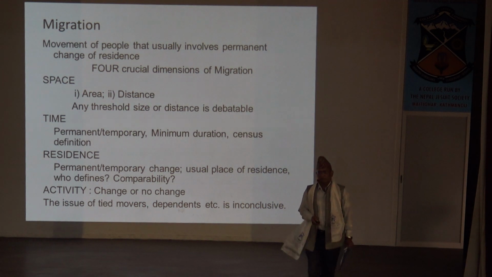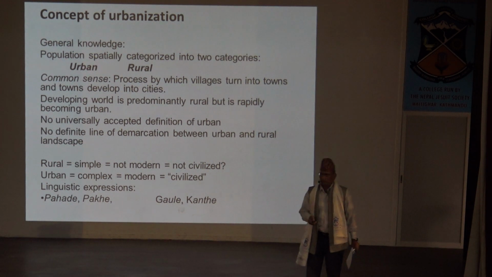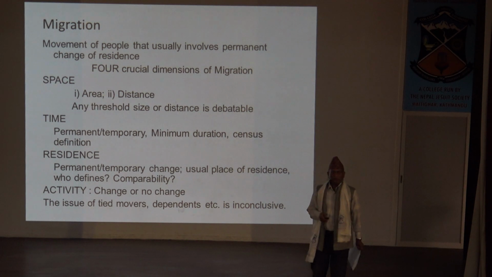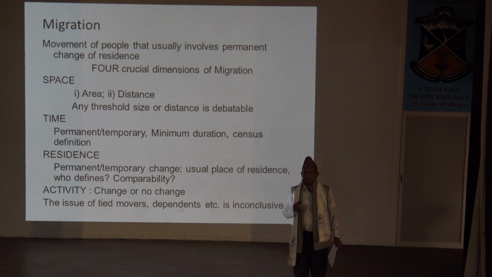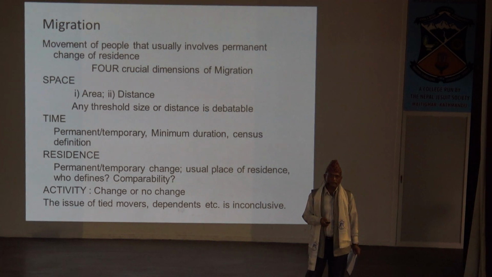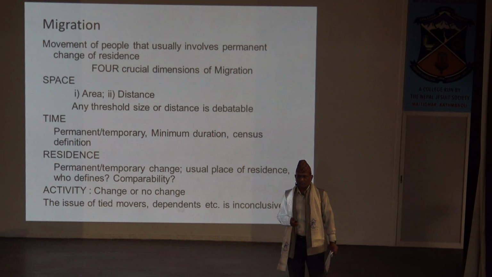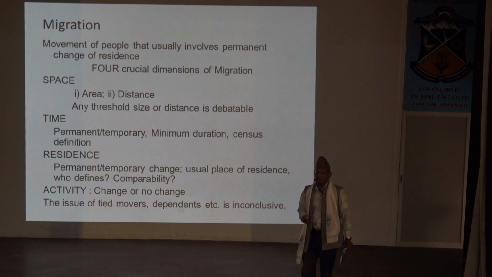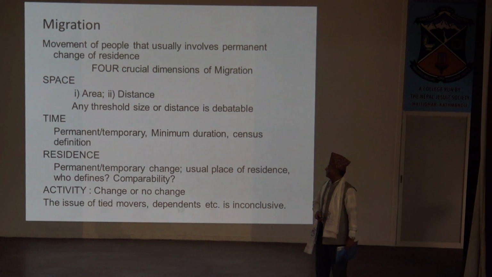But let me point out one thing. The analysis of migration in the case of Nepal, whatever data you will be getting, is based on the census definition. And that census definition is that a person who is away from home for more than 6 months is considered absent from the household. That absentee number is considered by scholars as migrants. So that's basically it.